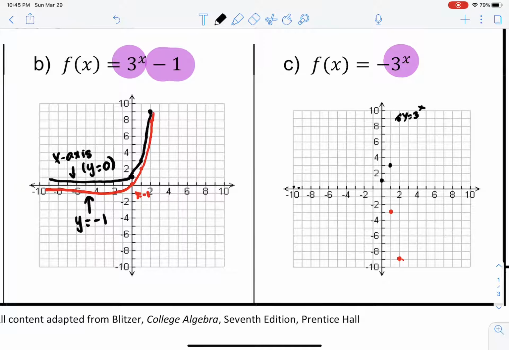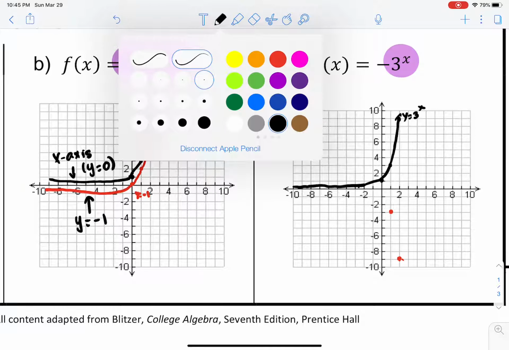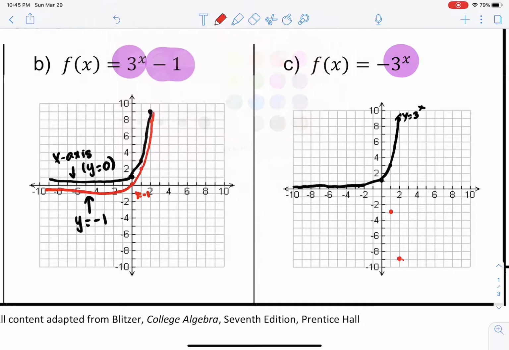Let's graph it some more. On the other side, it would simply move along the x-axis, but it has to go through those points, and it would be the reflected version of the original function, y equal to 3 raised to x.